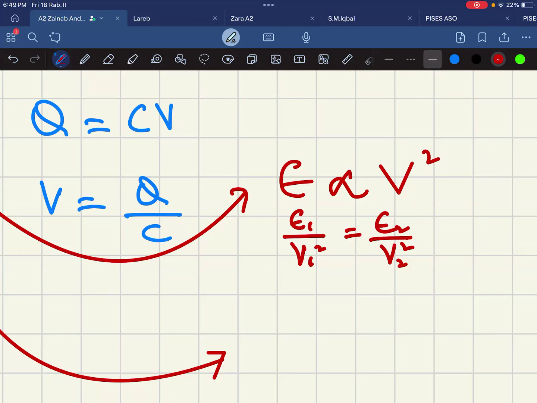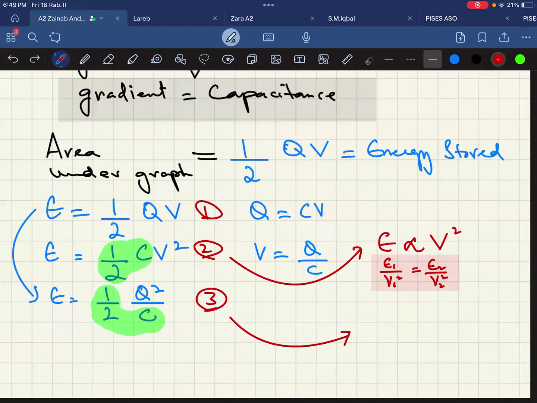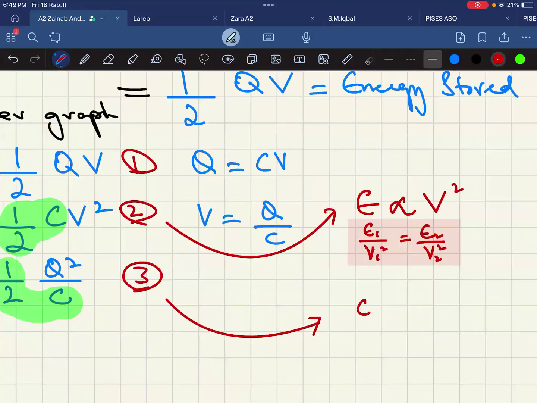On the other side, for the other one, you know, energy is directly proportional to square of charge as well. So you can say that E1 upon Q1 square is equal to E2 upon Q2 square. Okay, this is another equation.